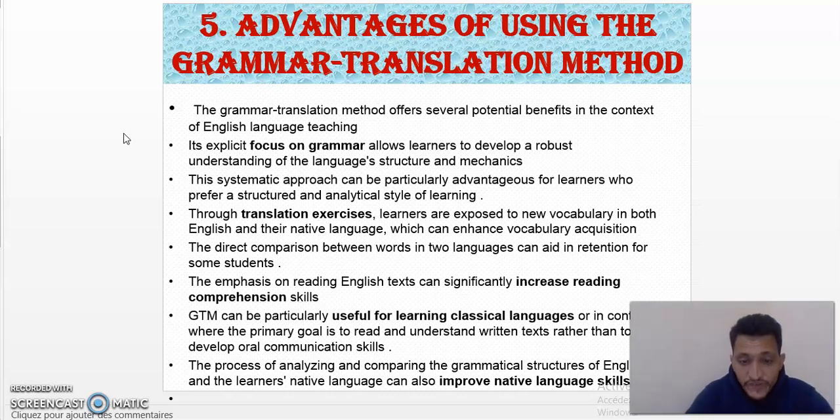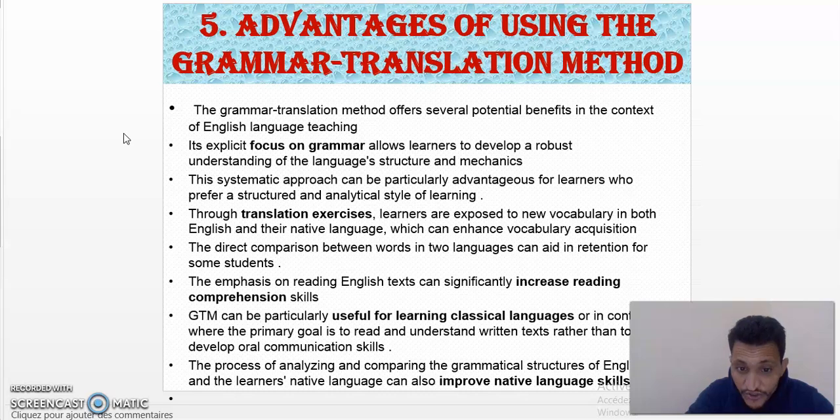The explicit focus on grammar allows us to develop a robust understanding of language structure and mechanics. Because the main focus is on grammar and translation, this helps learners have a strong understanding of the language structure and the mechanics. So this is the first advantage. This systematic approach can be particularly advantageous for learners who prefer a structured, analytical style of learning.